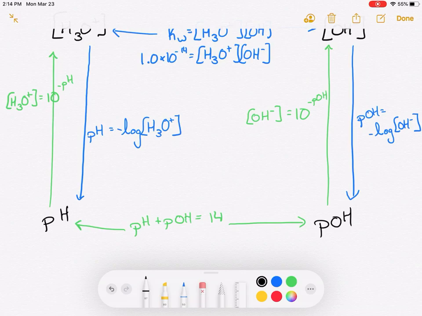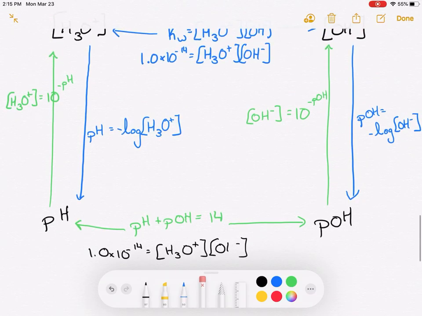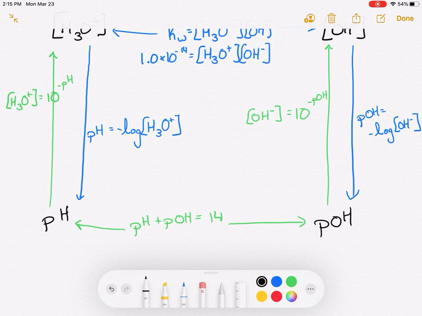We'll take a look at our Kw equation that we have up top. We have 1.0 times 10 to the negative 14 equals our concentration of H3O plus, our hydronium, times our hydroxide's concentration. All right, so, well, actually here, let's not start with that. There's a couple ways we can derive this. Let's just start with our known that we have here. So I told you that pH plus pOH equals 14. Let's plug in a few known things for it.